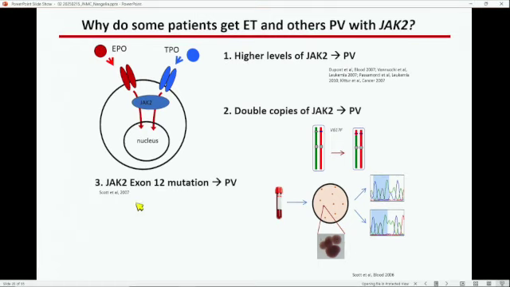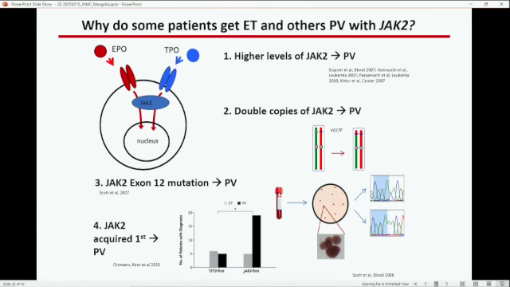There's a special type of mutation in JAK2 called the exon 12. It's very rare. Maybe 1 in 100 PV patients will have an exon 12 mutation. And if you have that, it makes the JAK2 very strong for red cell signaling. So people with an exon 12 mutation in JAK2, they don't tend to have ET. It's all about making more red cells.